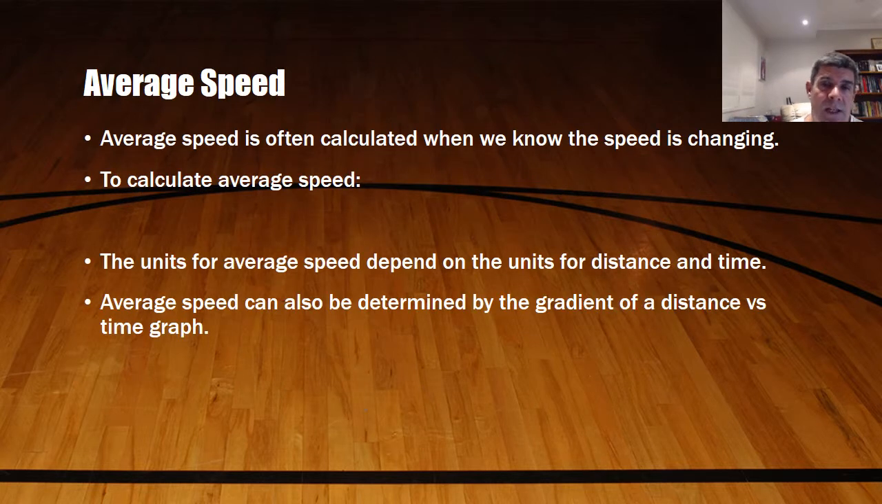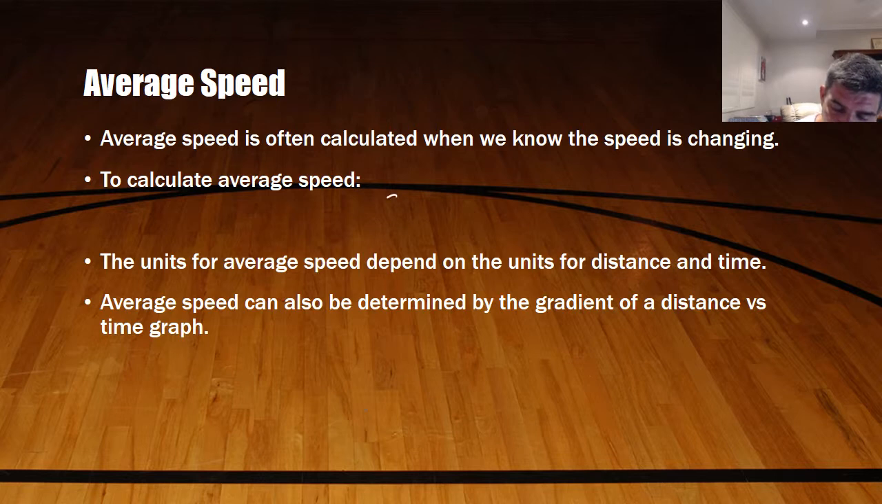When we're looking at speed though, there's two different types of speeds that we typically calculate. The first of these is average speed. Average speed is often calculated when we know that the speed is changing. It can happen that we calculate average speed when we know that the speed is constant, but then the average speed is also equivalent to the speed at any given unit of time.